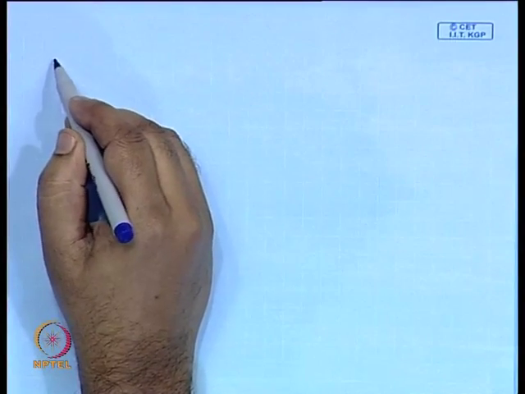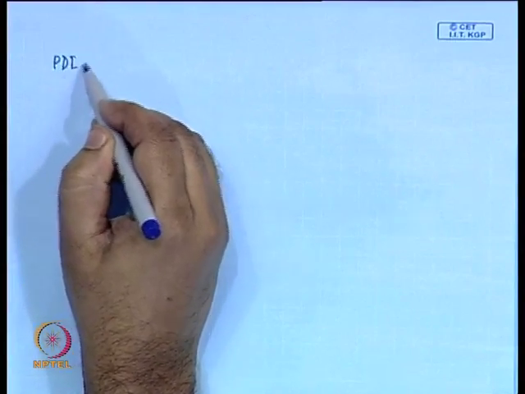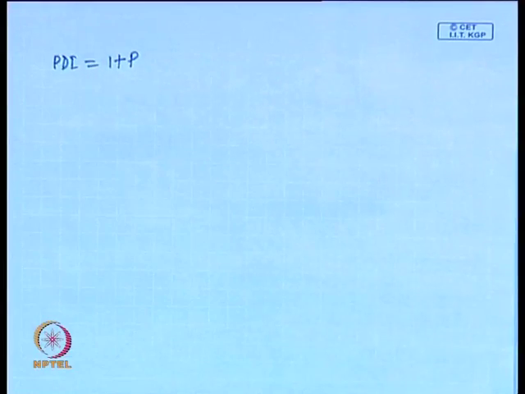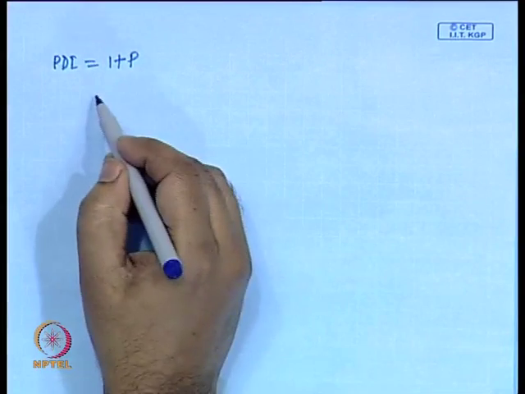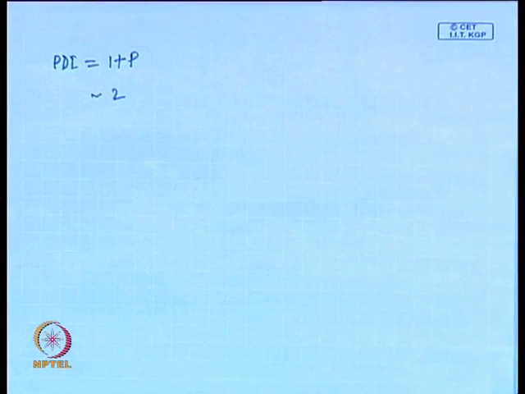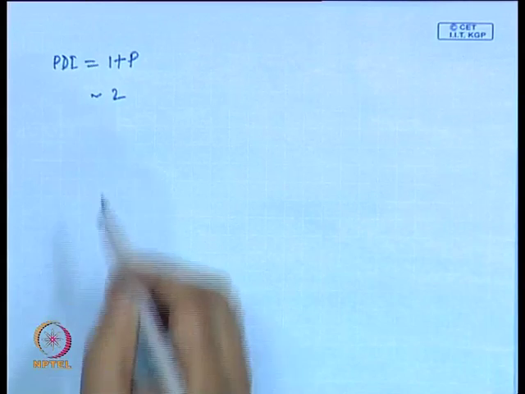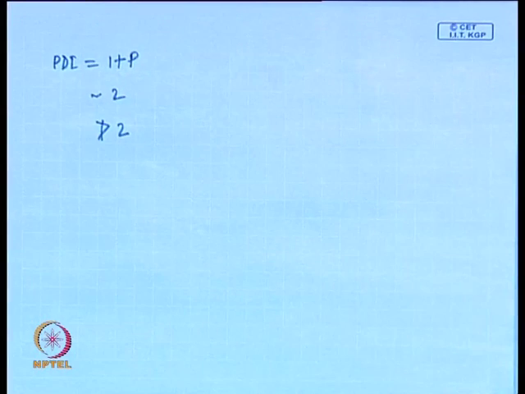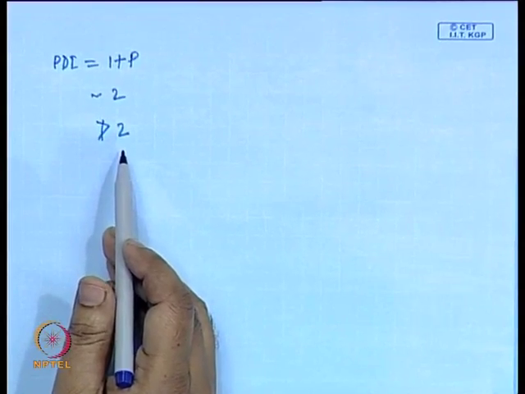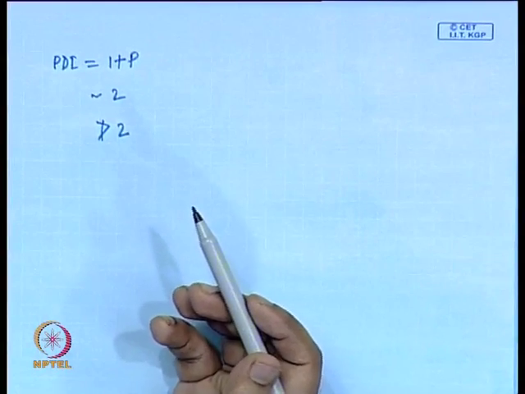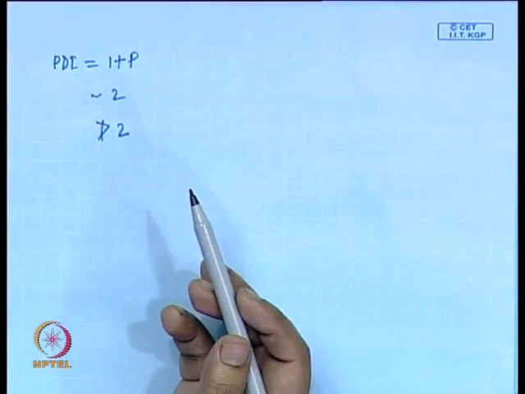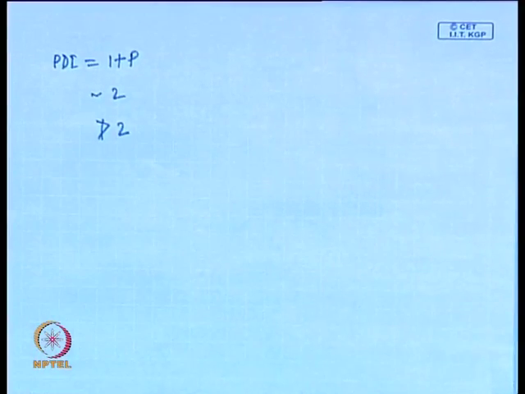Now, we have seen in the last page that PDI is 1 plus p, which is always close to 2, or if the molecular weight is lower it would be less than 2. It can never be more than 2, because p cannot be more than 1 at any point. So at most it is close to 2, and if your polymer molecular weight is low it can be a little lower than 2, but never more than 2.